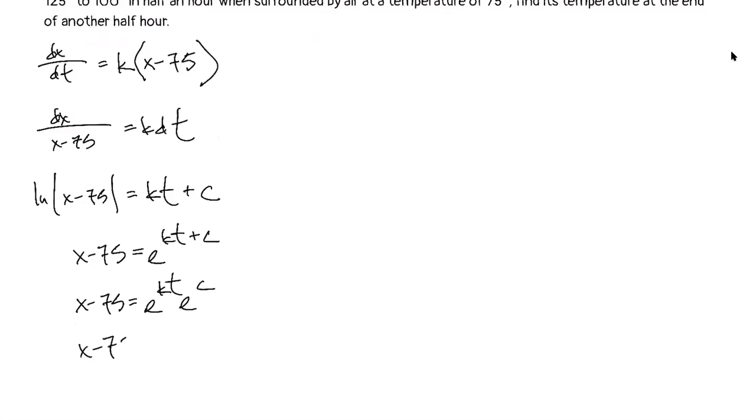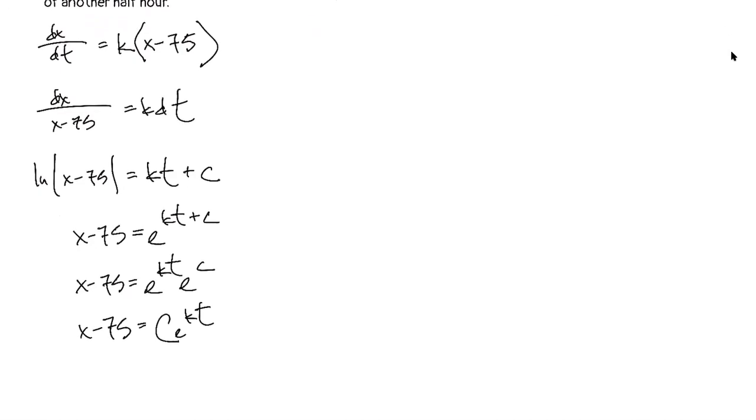And then I would write my e to the c as that c in the front, okay? So most of it looks very similar to a regular growth and decay population situation. The one difference is you have to add that 75 at the end. So x equals Ce to the kt plus 75, okay?